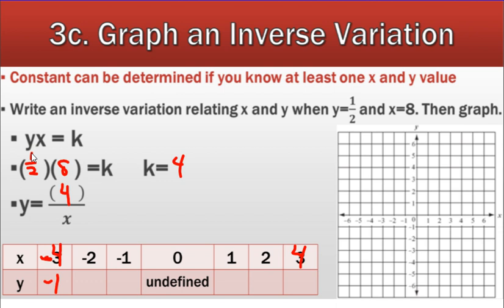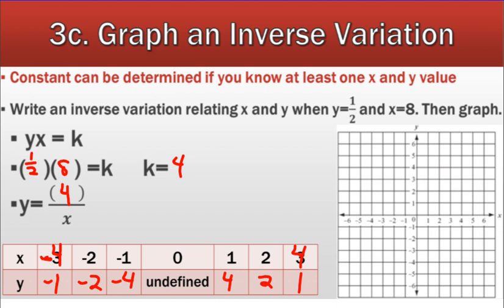4 divided by -2 is -2. 4 divided by -1 is -4. 4 divided by 1 is 4. 4 divided by 2 is 2. 4 divided by 4 is 1. Now I can plot these on my coordinate plane.